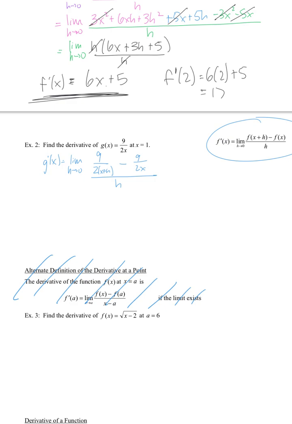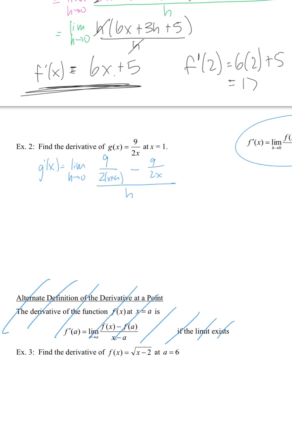Okay, now I need to simplify that complex fraction, which means I am multiplying everything, every single thing, by 2x times x plus h. And I'm going to see if I can get this all to fit here. 2x times x plus h for that fraction.